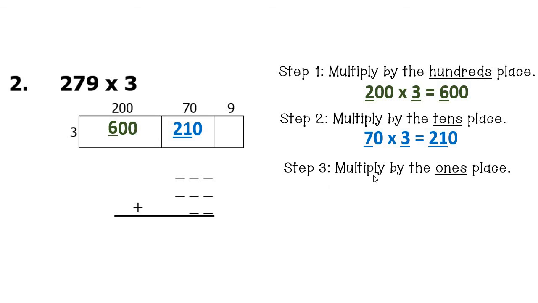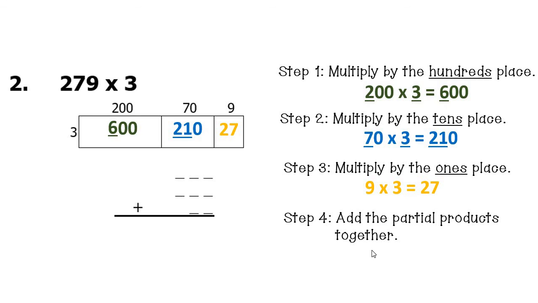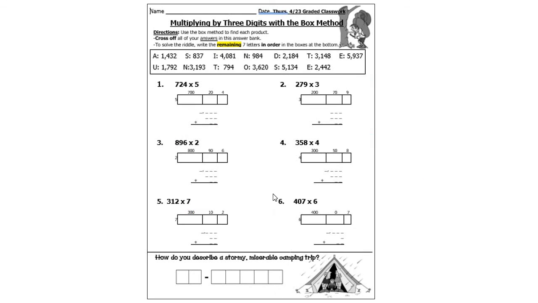The third step then will be to multiply by the ones place, and that's 3 times 9. That equals 27. After finding all our partial products, then our final step is to add the partial products together. So we would add 600 plus 210 plus 27. And when we add those up, we end up with 837. Now you're going to go ahead and complete the remaining 4 problems on your own for practice.